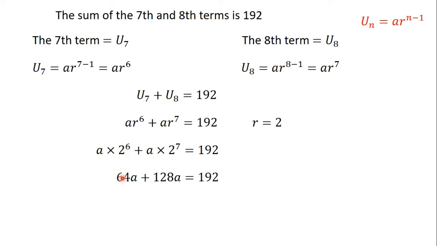2^6 is 64. So we have 64a plus 2^7 is 128, so 128a is equal to 192. From algebra, 64a plus 128a will give us 192a. So we have 192a is equal to 192.